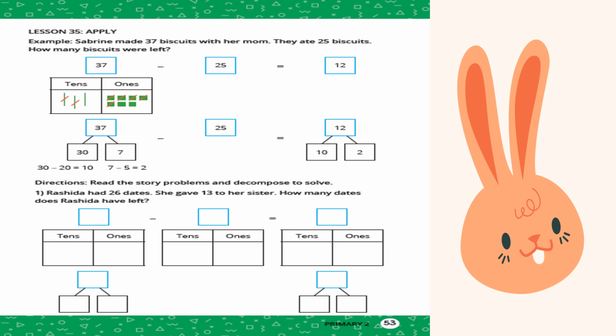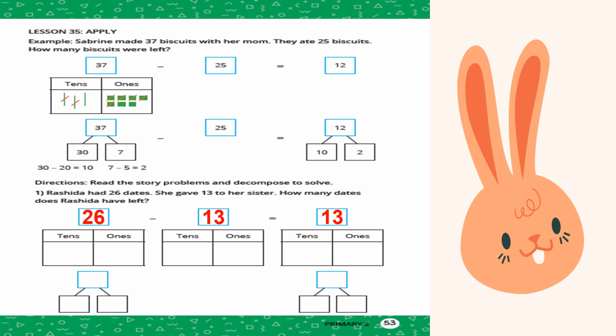Let's move to next story problem. Rashida had 26 dates. She gave 13 to her sister. How many dates does Rashida have left? Left is a keyword for subtraction. So 26 minus 13. Let's start with ones. 6 minus 3, after 3: 4, 5, 6. How many fingers? 3. 2 minus 1 equals 1. So 26 minus 13 equals 13.